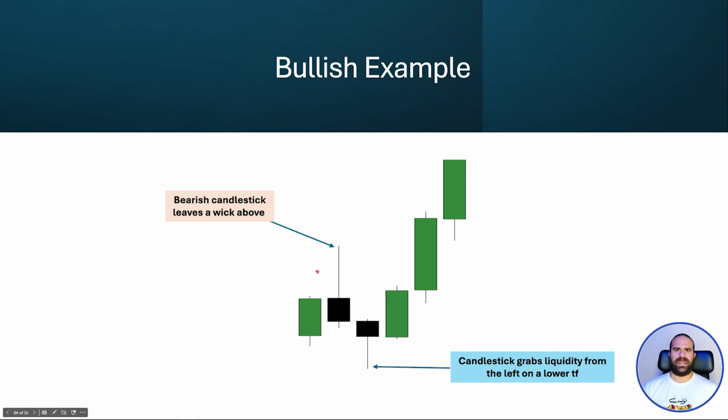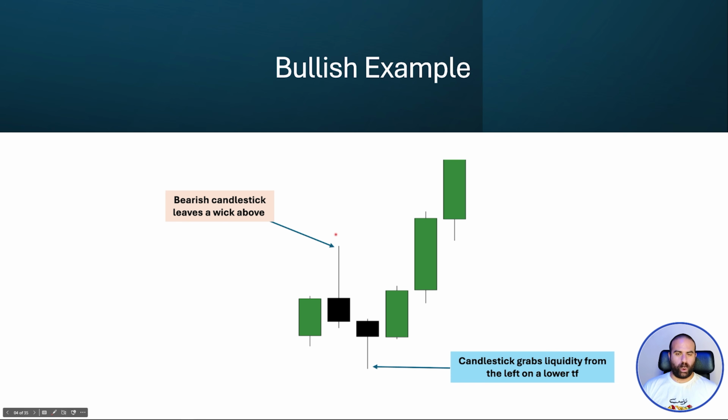Now, the candlestick that we see over here, which is the lowest candlestick, this is not a very specific rule, but it is a rule that you need to see a push down, which implies that this has grabbed some liquidity from the past. Here there was some form of liquidity that was grabbed aggressively.